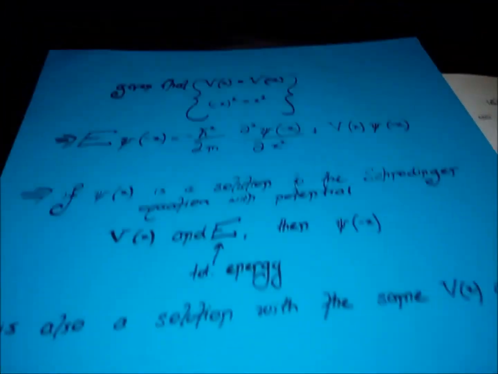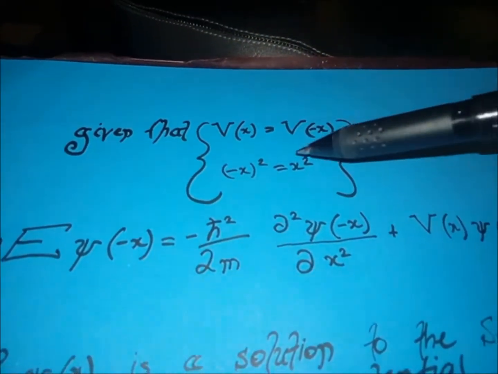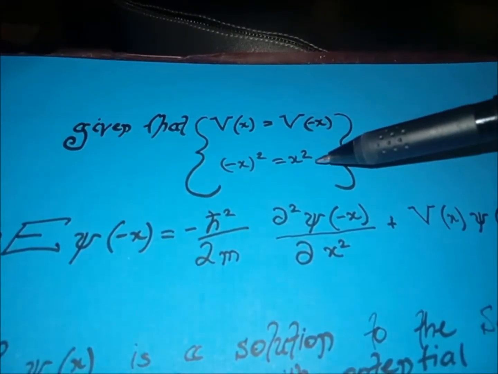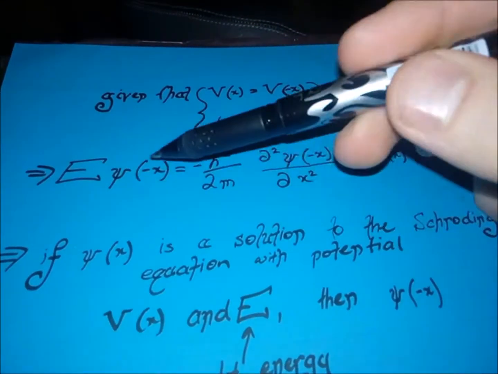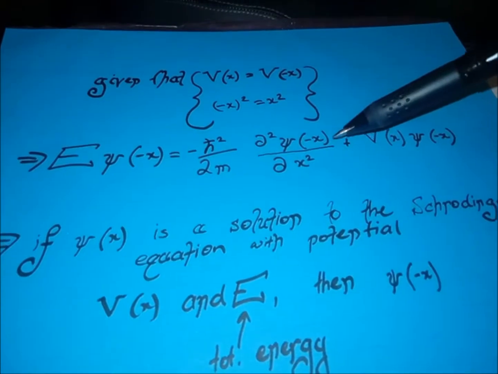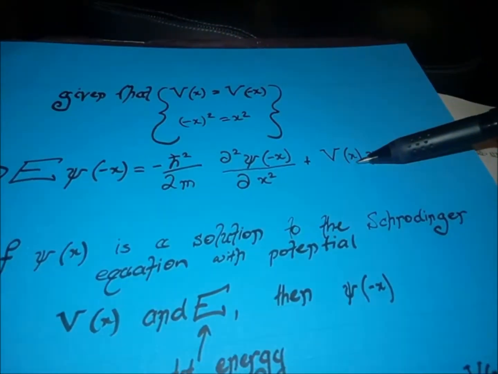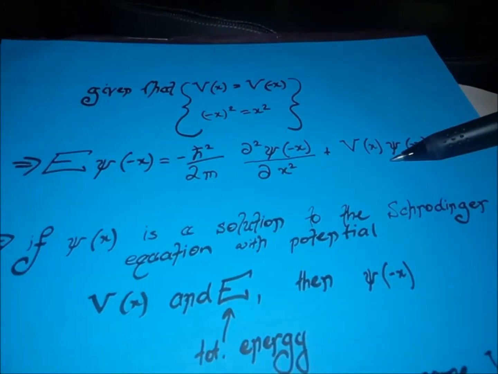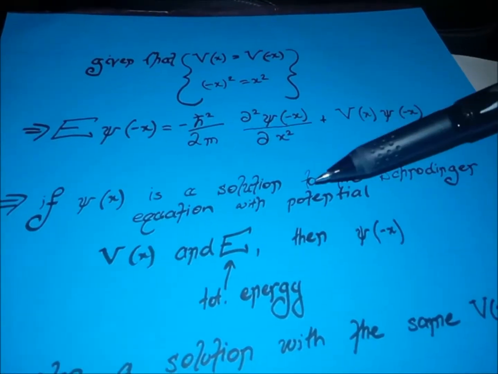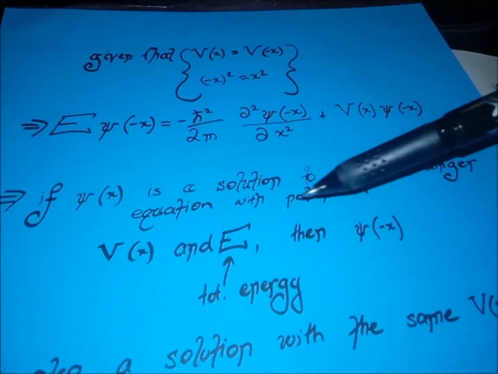But what happens to the equation? Given that V of x equals V of minus x, and minus x squared equals x squared, the equation turns into this: total energy times phi of minus x, minus h bar squared over 2m, still a second derivative here, but look, x squared instead of minus x squared, and V of x instead of V of minus x. So what we can see is that if phi of x is a solution to the problem, then so is phi of minus x. They're both solutions to that problem.